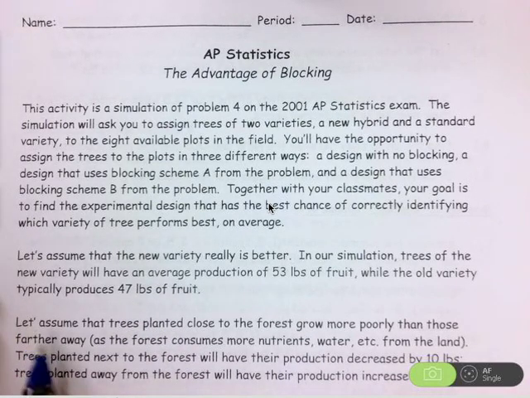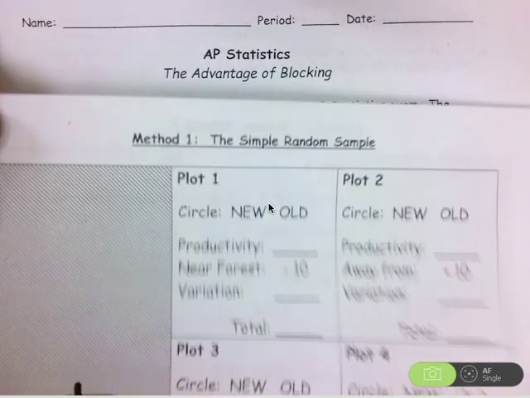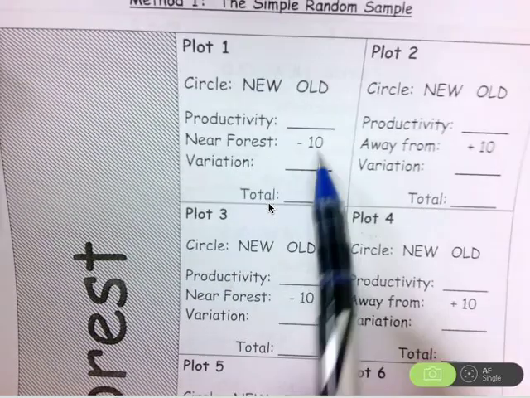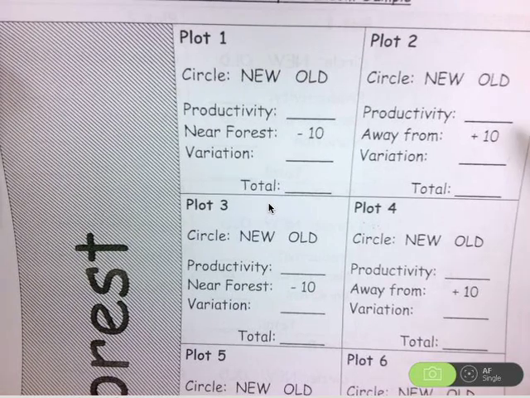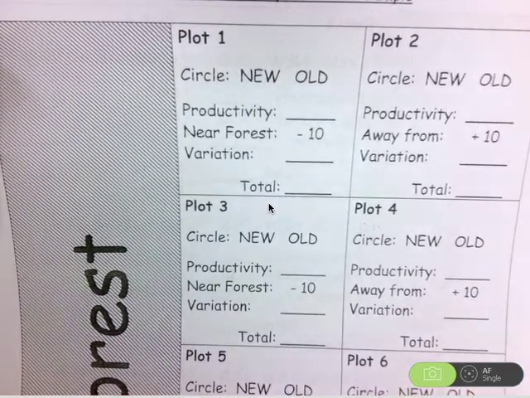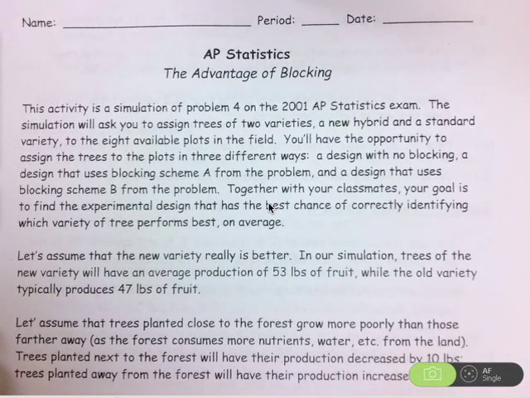We're also going to assume that trees that are closer to the forest grow more poorly than those that are farther away. So we'll say that the forest consumes or pulls nutrients and water, etc., from the land. Trees that are next to the forest will have their production automatically decreased by 10 pounds. That's the effect of the forest. Trees that are planted away from the forest will have their production increased by 10 pounds. So you'll see on the template, all of the boxes that are next to the forest have a -10 in them. All of the plots that are farther from the forest have a +10 in them. That's the effect of the forest.